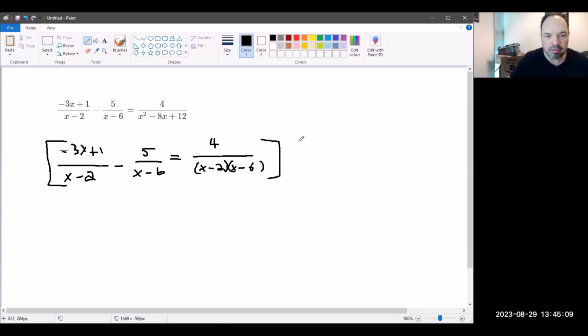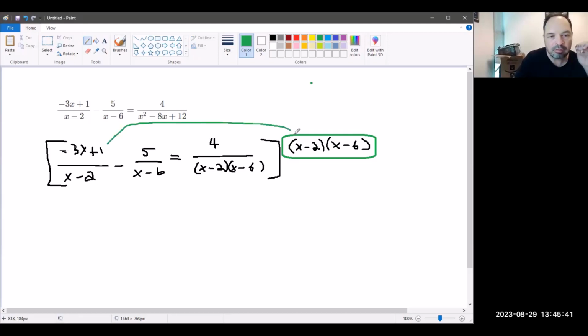What I'm going to do now is do brackets, and just because of space, I'm going to do it on the right side, but I'm going to multiply by x minus 2 and multiply by x minus 6. Now I'm going to take the whole thing that you see here and multiply it by each of these terms.